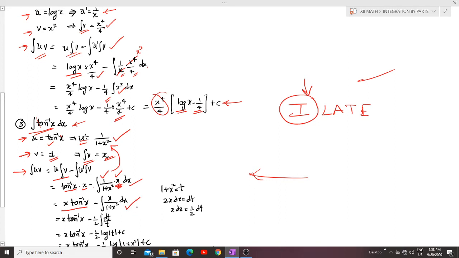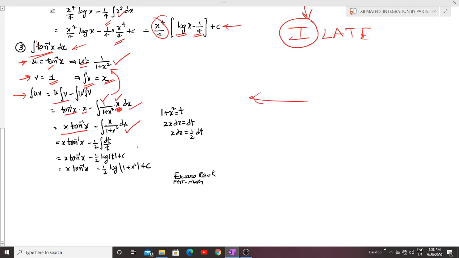Now what to do? Look, this time I have to take 1 plus x square is equal to t in this one. 1 plus x square is equal to t, 2x into dx is equal to dt. So x dx is substituted as 1 by 2 dt. So it is 1 by 2 dt by t. So x tan inverse x minus 1 by 2 into log mod t plus c. So it is x tan inverse x minus 1 by 2 log mod 1 plus x square plus c. Hence done. Hope you are getting it.